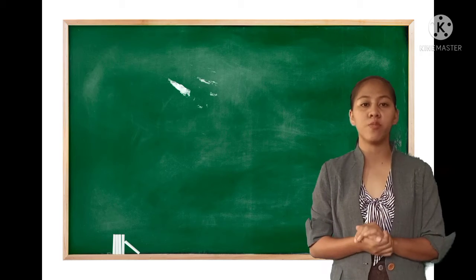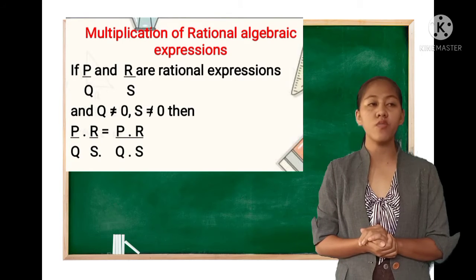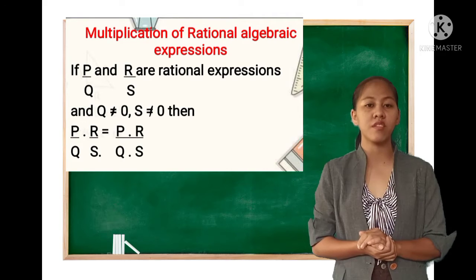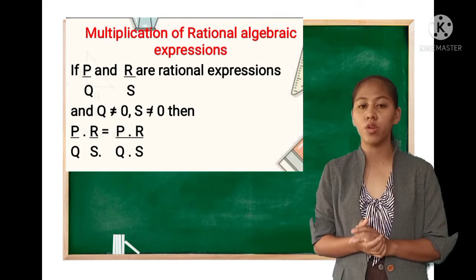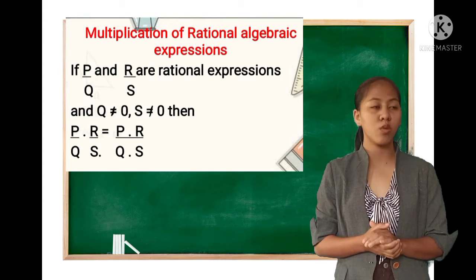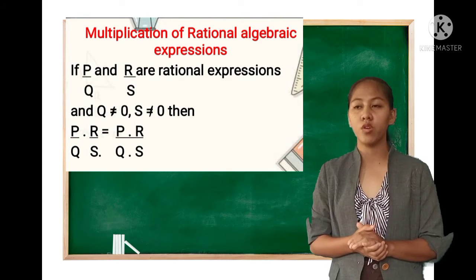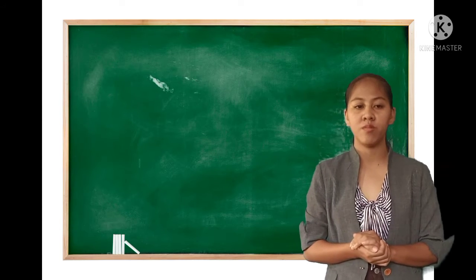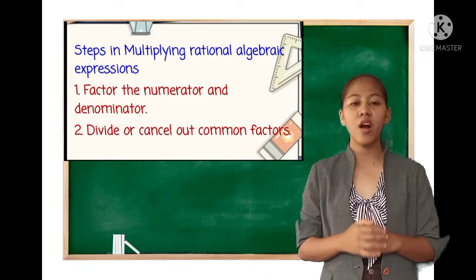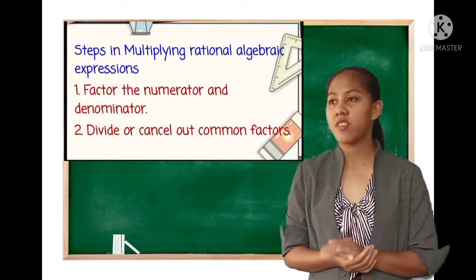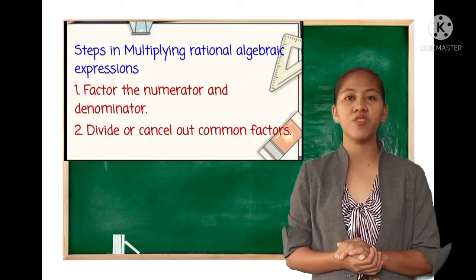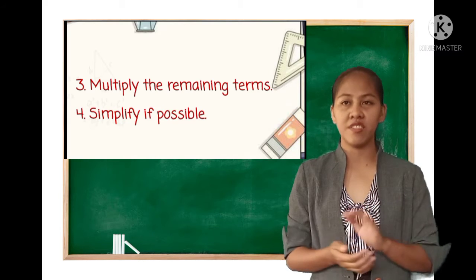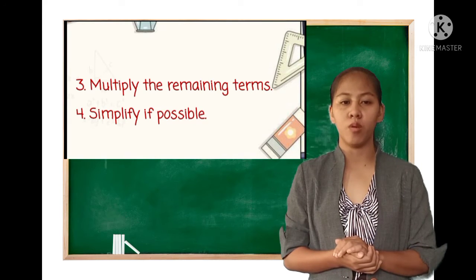In multiplication of rational expressions, if P over Q and R over S are rational expressions with Q not equal to 0 and S not equal to 0, then P over Q times R over S is equal to P times R over Q times S. So what are the steps in multiplying rational algebraic expressions? Step 1, factor the numerator and denominator. Step 2, divide or cancel out common factors. Step 3, multiply the remaining terms. And step 4, simplify if possible.